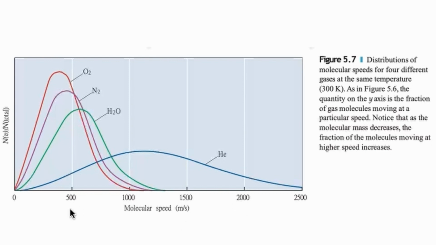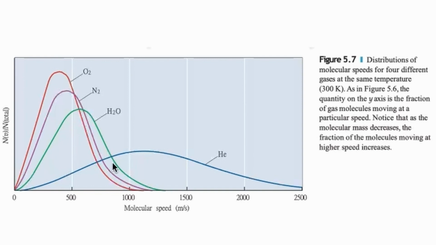So here we can see the distribution of molecular speed of 4 different gases at the same temperature, 300 degrees Kelvin. The quantity on the y-axis is the fraction of gas molecules moving at a particular speed. Notice that the molecular mass determines the fraction of molecules moving at higher speed. Notice that as the molecular mass decreases, the fraction of the molecules moving at higher speed increases.